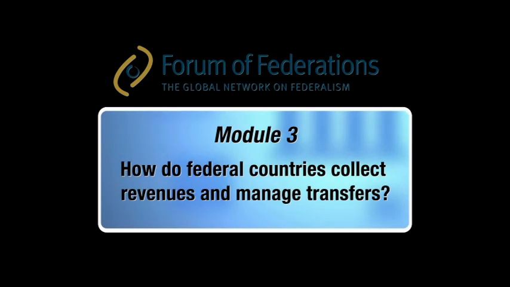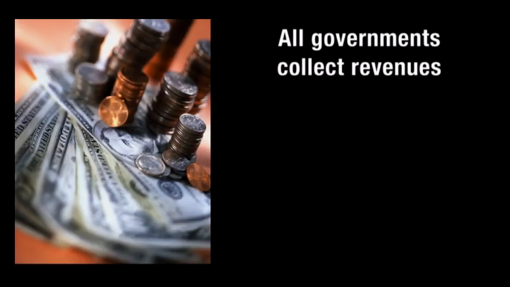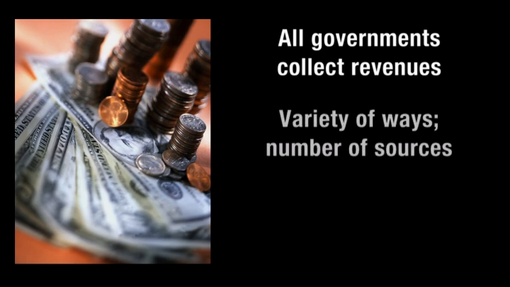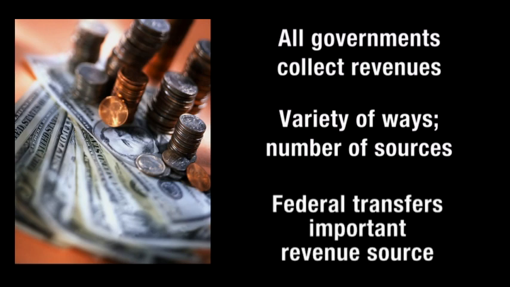How do federal countries collect revenues and manage transfers? Constituent unit, federal, and local governments collect revenues. They do this in a variety of ways and from a number of sources. In many federal countries, transfers from the federal government are also an important source of revenue for the constituent unit governments.